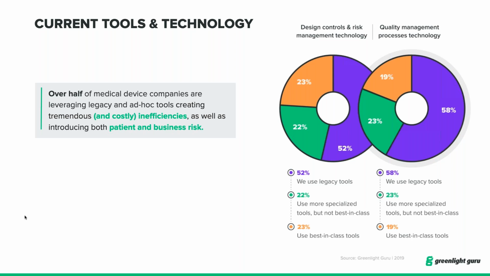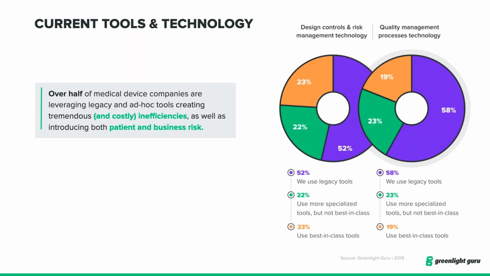This is part of why, at Greenlight Guru, our mission, frankly, is to make sure that you and your teams have access to design control, risk management, and all product information throughout the entire product lifecycle, and to make sure that this is a connected ecosystem, because that's really, really important. From the survey that we conducted, you can see that a lot of the industry is still using legacy tools, and I put things like spreadsheets in that legacy tool bucket. So we have a lot of room to grow as an industry.